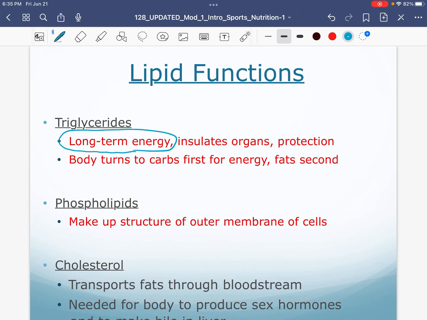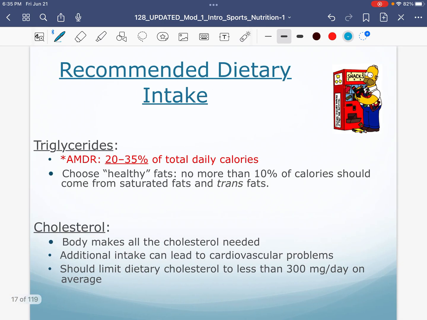Long-term energy. So look, our body turns to carbs first and then fat. Now, what we're going to see is ultimately most of our cells tend to be burning a carbohydrate-fat mixture. We ultimately tend to be burning a little bit of both. In the short term, we're burning much more carbohydrates, immediate, shorter term. In the longer term, the longer our cells are in need of energy, the more fat we're going to burn. And I already talked about phospholipids. They make up the cell membrane. Don't worry about cholesterol for now. Good. Just like we did for carbohydrates, we're going to give a range that's recommended for fats. This would be the triglycerides, 20 to 35%.